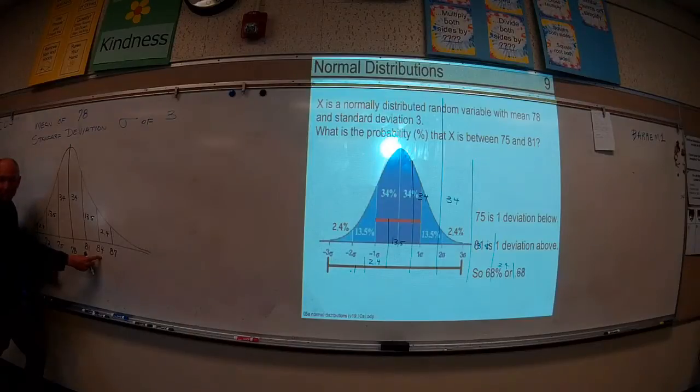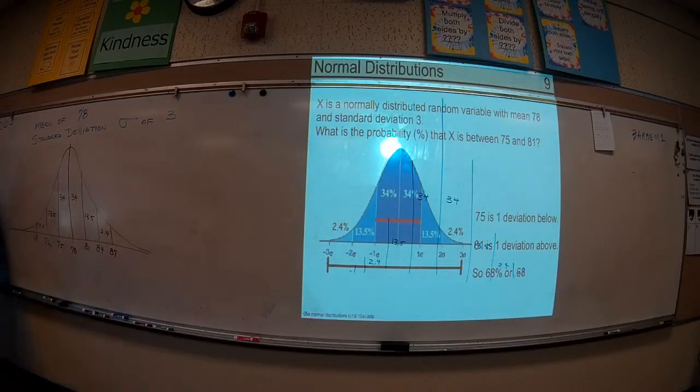81.5. Quick math. It's 81.5. Now, there's something weird that you're going to notice on this paper. Depending on which one you use, the numbers are going to be slightly different.